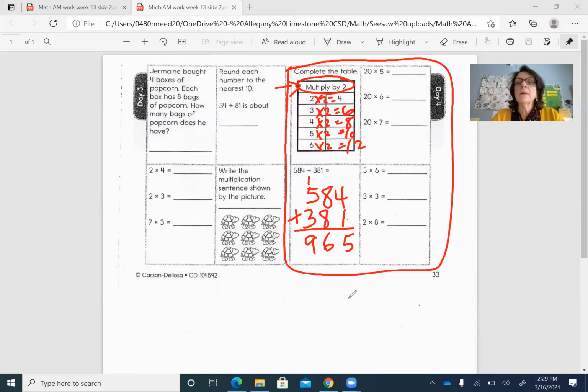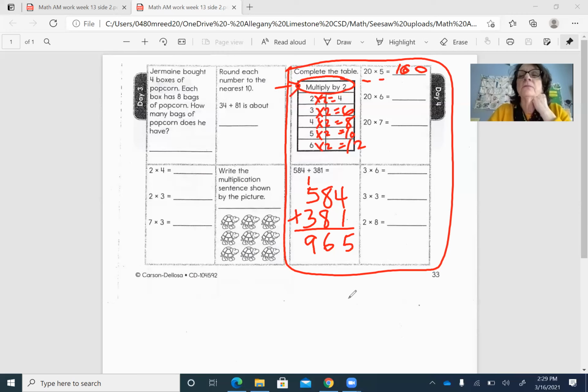Okay, let's go to the third box here. And I have 20 times 5, 20 times 6, and 20 times 7. So we're multiplying by multiples of 10. And the easiest way to do that is find the hidden facts. So I'm going to underline 2 times 5. And if you know that 2 times 5 is 10, we just did that in the table, actually. And then we have to add 100.